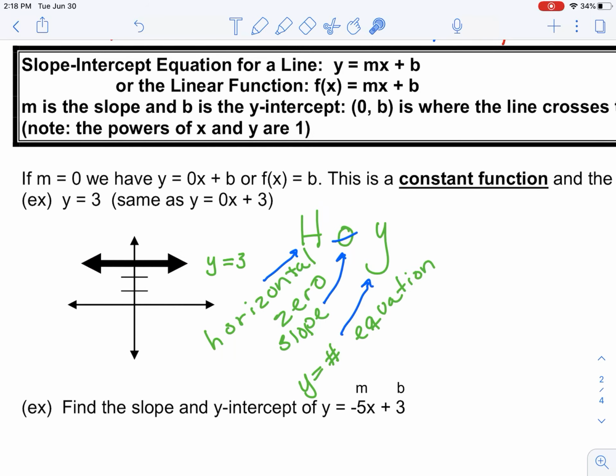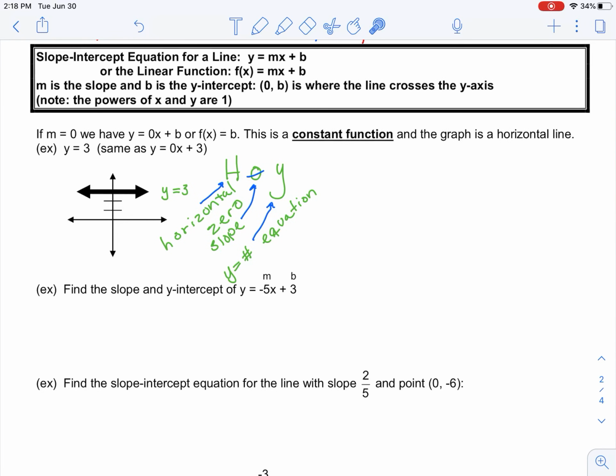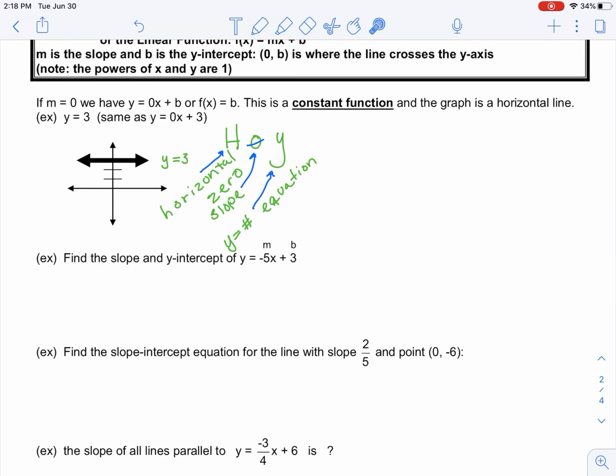You plot a point and put a line through it. So this is where that HOY comes in. So HOY, horizontal line, a 0 slope, and it's a y equals a number type of equation. In this case, y equals 3. All right, so this is a constant function, and the graph is a horizontal line. Now, let's look at the next one.